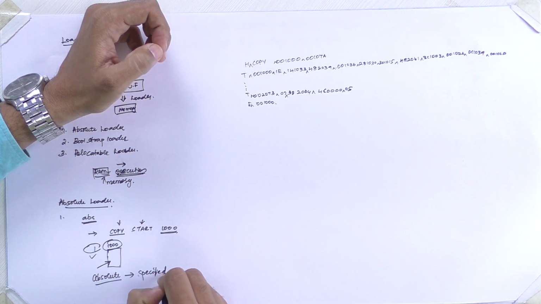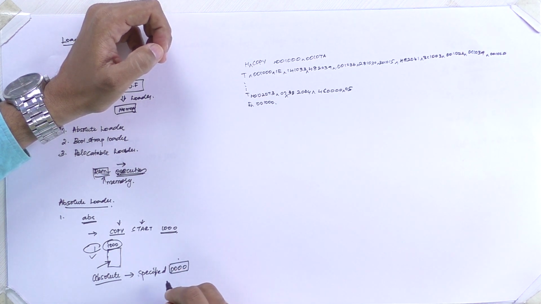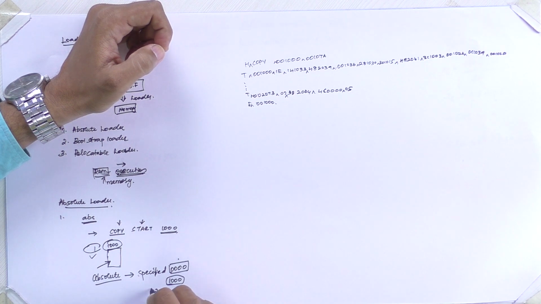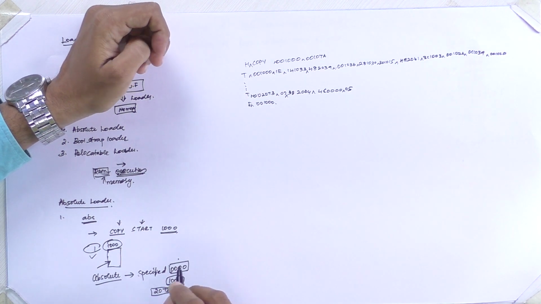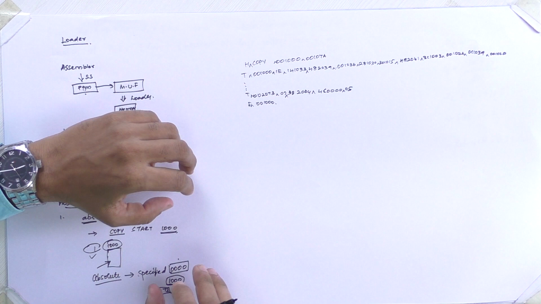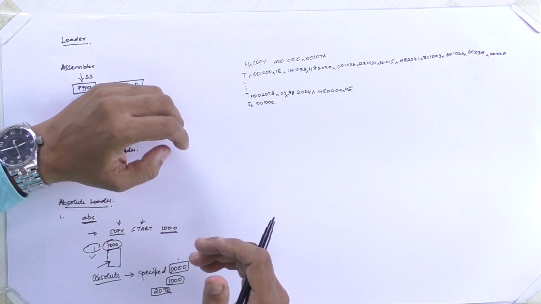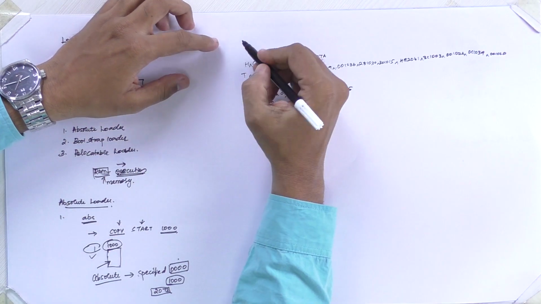If the user has specified the location as 0000, the program will start at 0. If the user has specified 1000, it will be loaded at 1000. If the program is specified as 2072, the program will start at 2072. So, it will load only at the location specified by the user. Here, an absolute loader will load your program into the location specified by the user. For this, we will see an example.